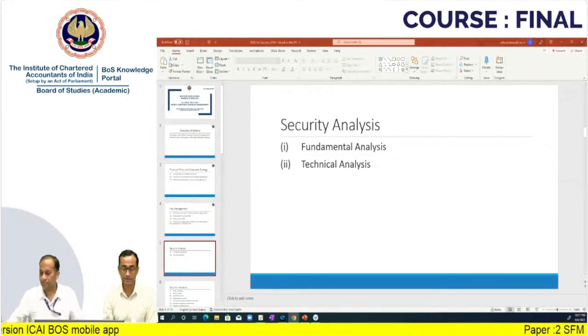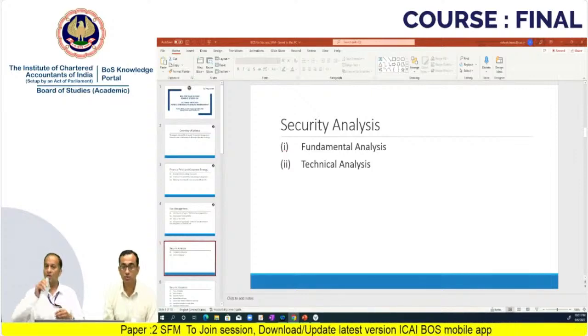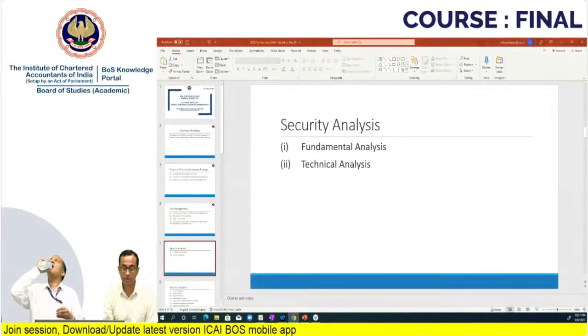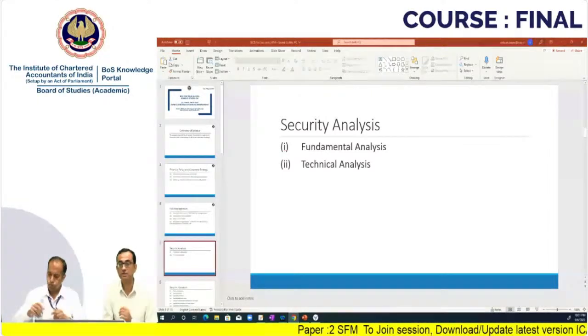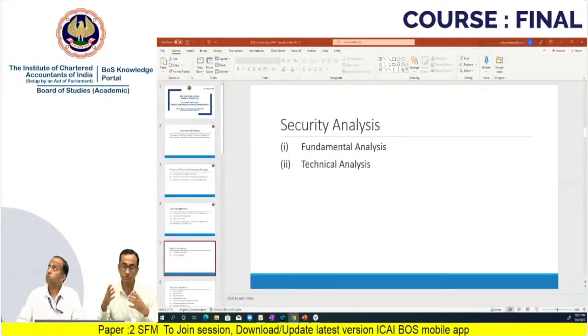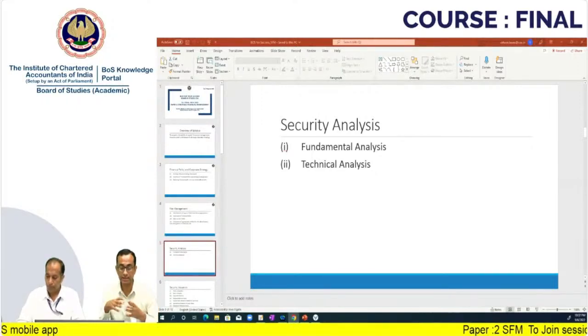Security analysis means analysis of the securities of a company. There are two aspects to it, fundamental analysis and technical analysis. I will give you a brief example in which it will be clear to you, and you will appreciate the difference between these two terms, fundamental analysis and technical analysis.